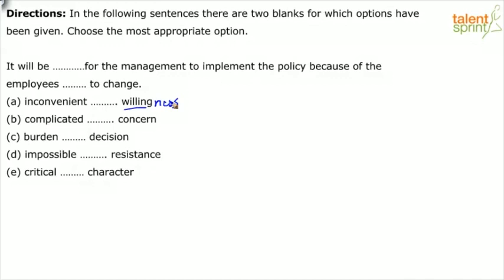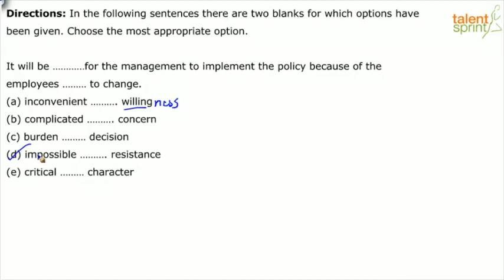Let's look at E. It will be critical for the management to implement the policy because of the employee's character to change. Doesn't make sense at all. Very illogical, both the words in both the blanks, right? I can safely eliminate option E. Hopefully no one came back and said option E. So the answer is D. It will be impossible. So unless and until the employees welcome it, unless and until the employees are open to change, it's going to be difficult for the management to implement this policy, right? That's the meaning the context is giving.